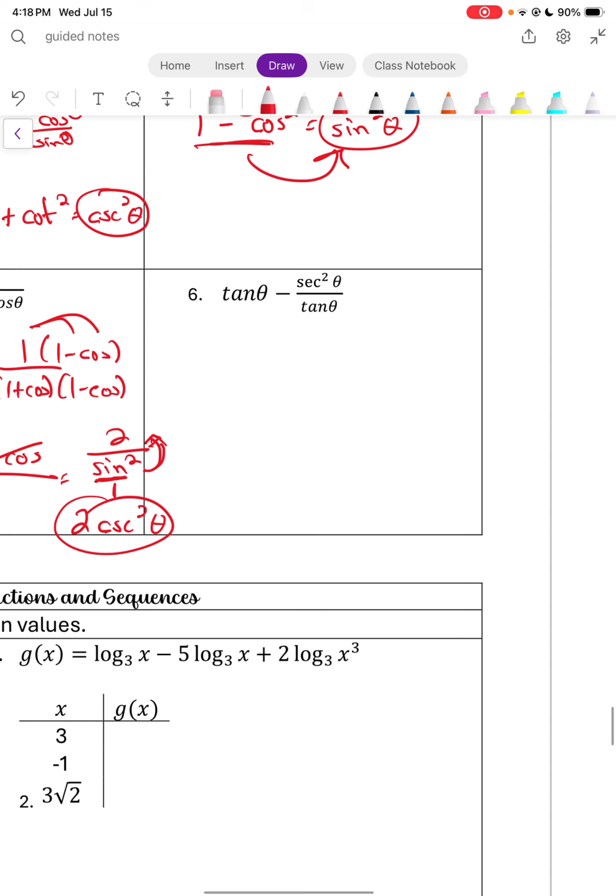All right, last one. Again, there's several different ways you can work these. You could turn these into sines and cosines. You could turn this into a cosine. You could deal with those. That's one way of working it. The way I'm going to work it is, again, I'm going to find common denominators.